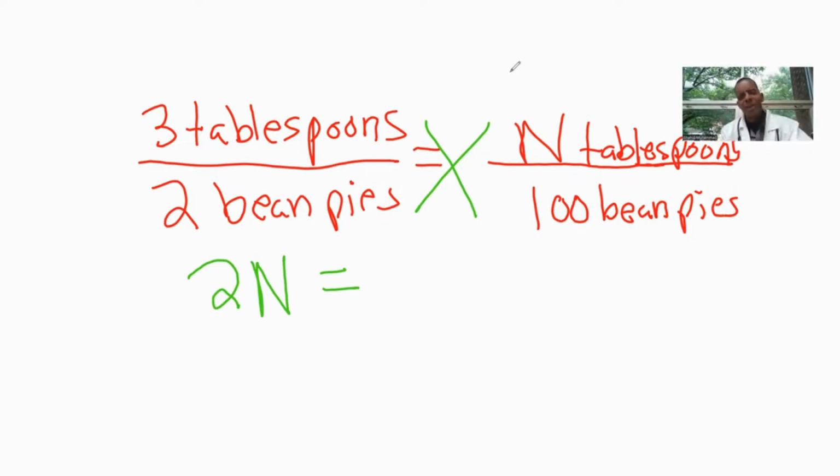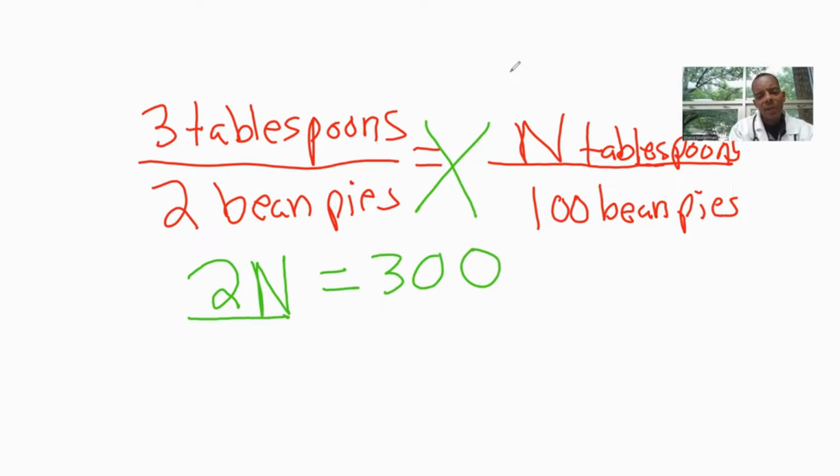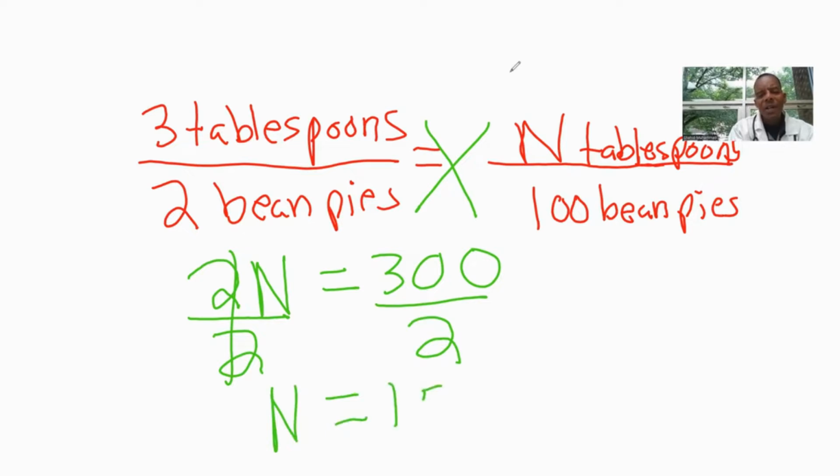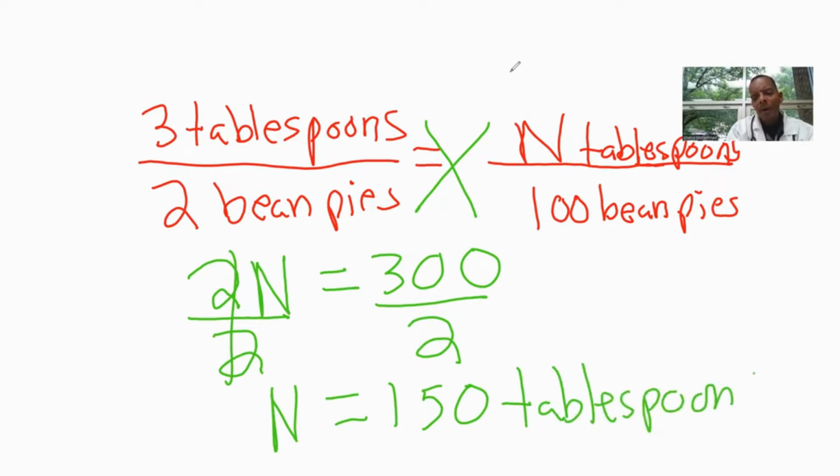He called the right person at the Math Doctor. So 3 times 100 is 300. And we would just divide, because you want to get rid of the 2. You do the inverse operation. For my algebra students out there, what you do to one side, you do to the other. And that means he would need 150 tablespoons of butter to make 100 bean pies. Good Lord, good Lord.